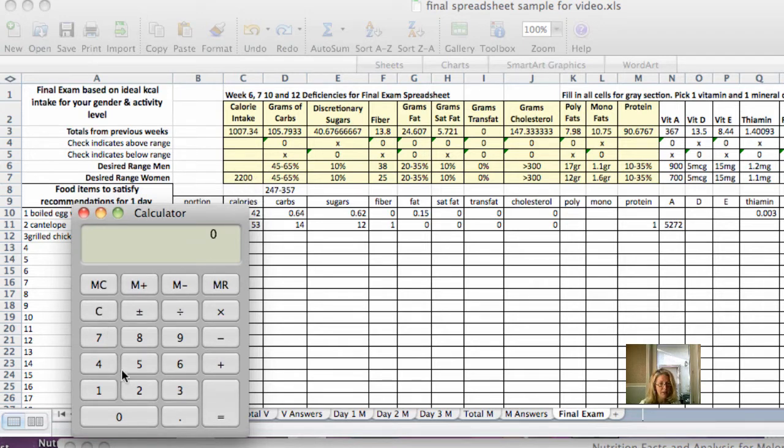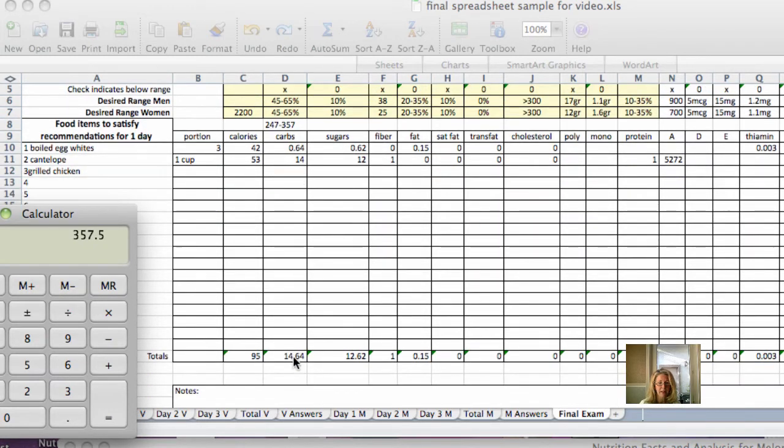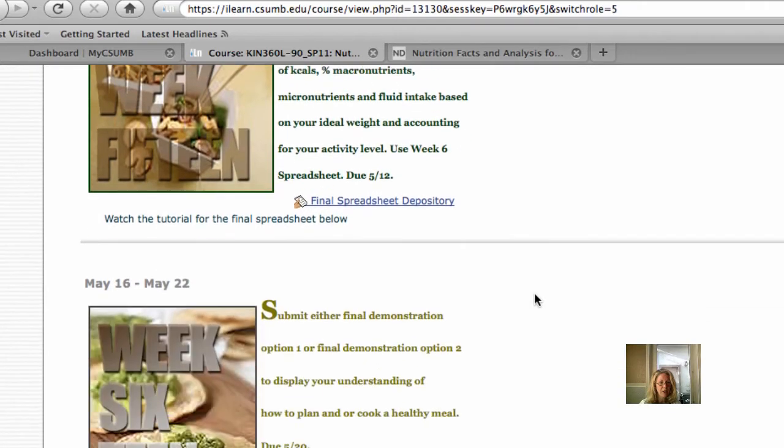The other number is 0.65 of the calorie intake, and I'm going to divide it by 4, and now I get 357. So that's what I'm going to be aiming for as I fill in my day of eating right here. Okay, I hope that that's clear.